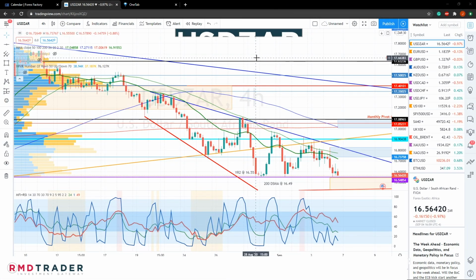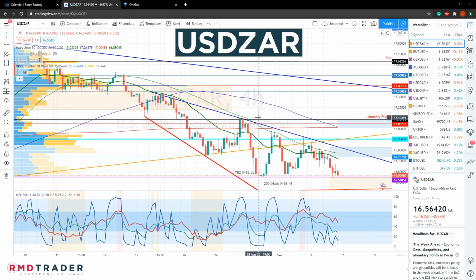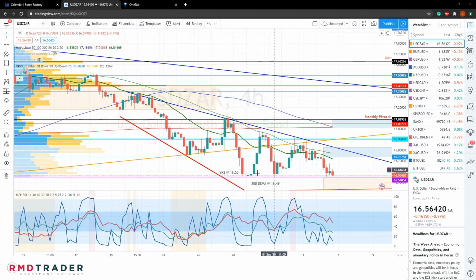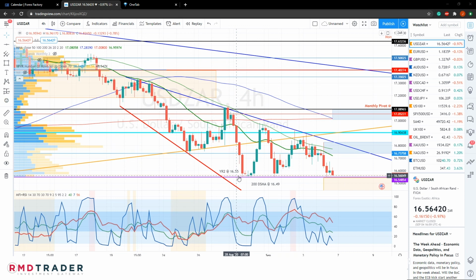We are looking at the US dollar to South African rand. Last week, the yearly R2 pivot at 16.55 has proven itself to be strong support, and that was then followed by a brief retest of the initial breakout area from this diagonal at 16.95. So this was in line with what we expected and also mentioned in our market overview last week.